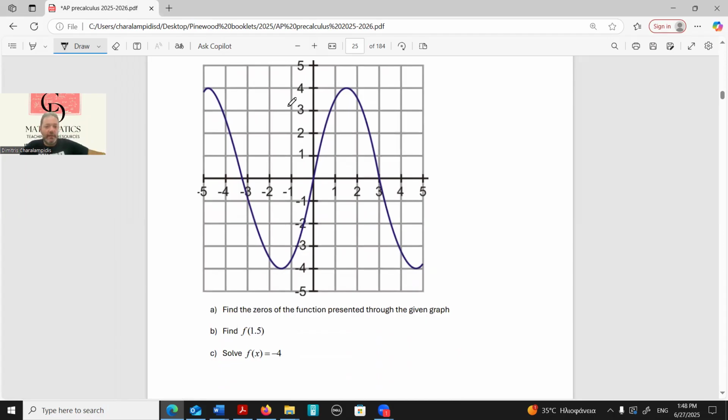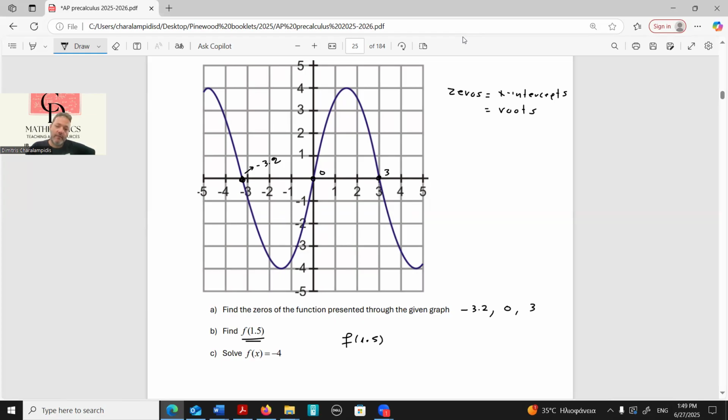Here we go. Find the zeros of the function presented through the given graph. Zeros is another word for x-intercepts, or you might as well know it by roots. We need to find the zeros. The zeros are the x-intercepts, which are these ones. Let's call this -3.2. This is 0, and this is 3. So the zeros are -3.2, 0, and 3.